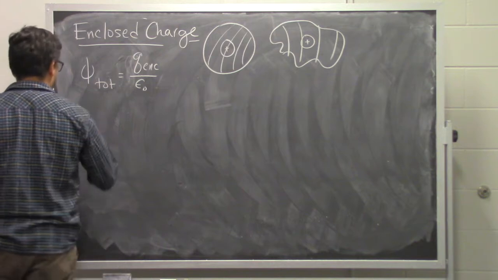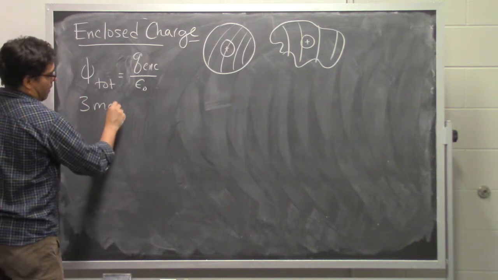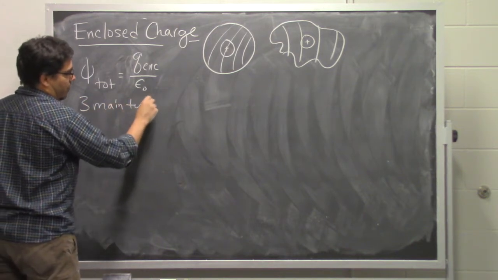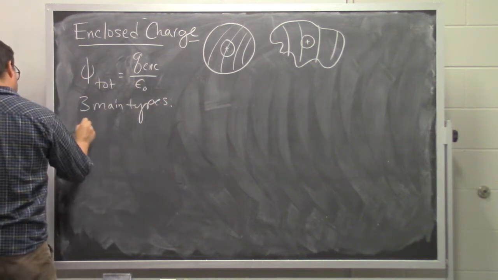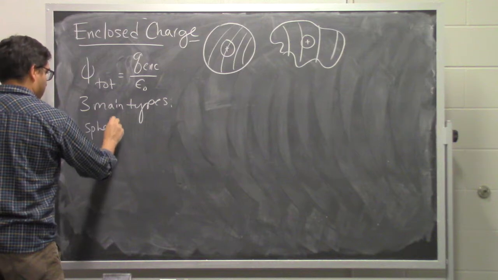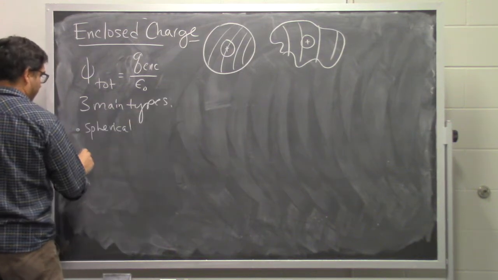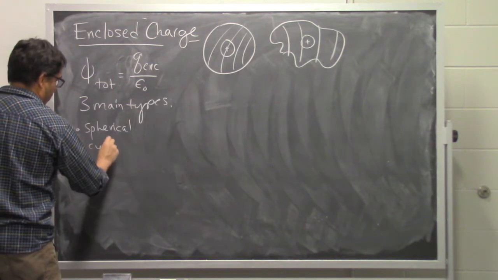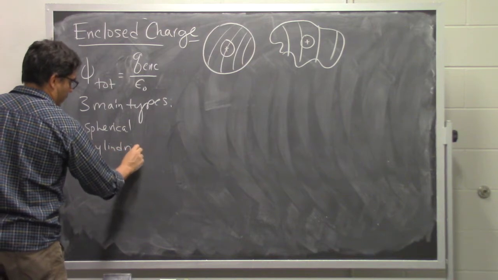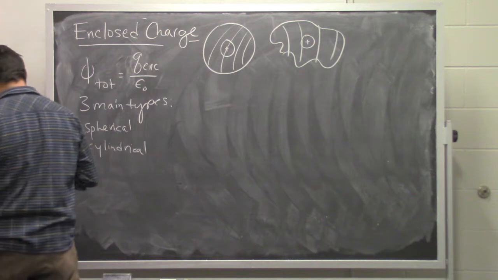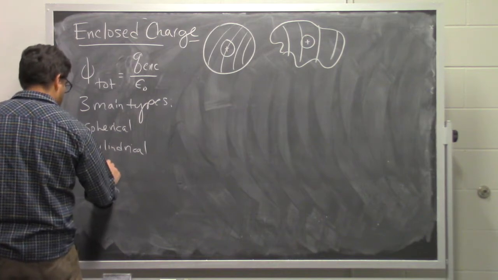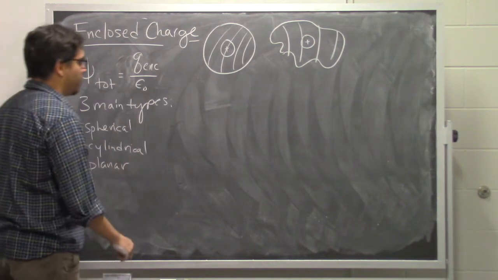So the three main types that we're going to deal with in this class, and the three main types for which this works pretty well, are what we would refer to as the spherical geometry, which is the one that we have here, a cylindrical geometry, or a cylindrically symmetric situation, or basically a planar geometry. Okay, so we'll go through each one of those really quickly.